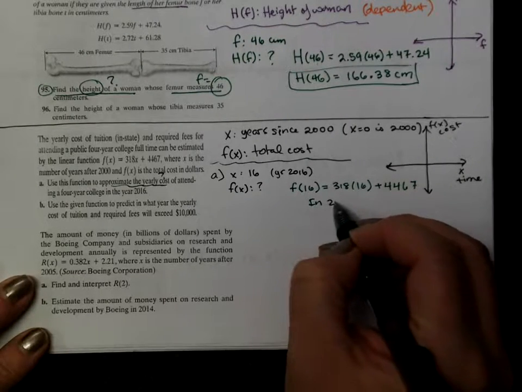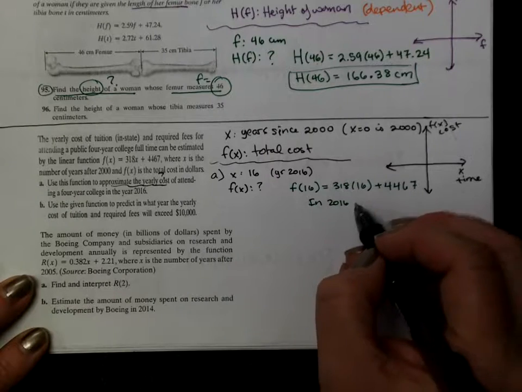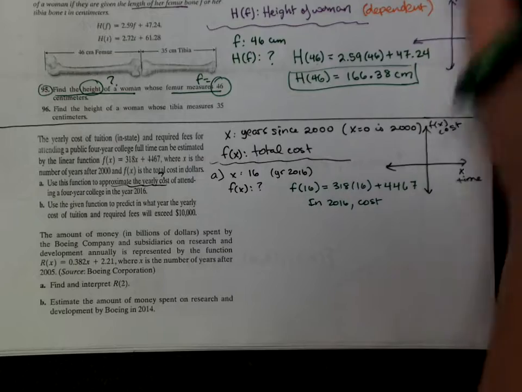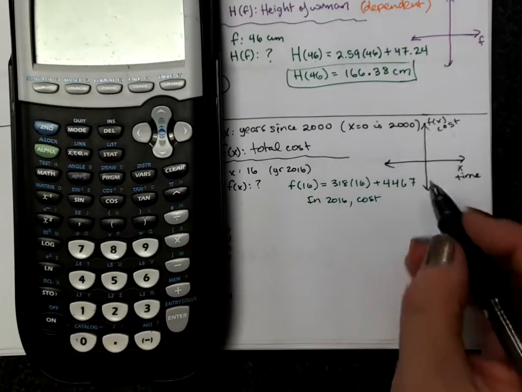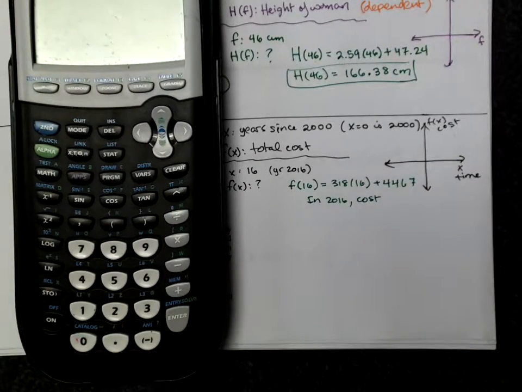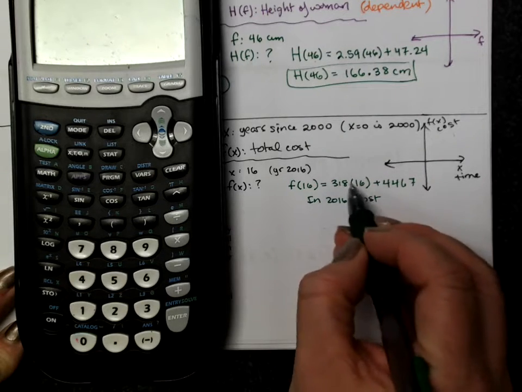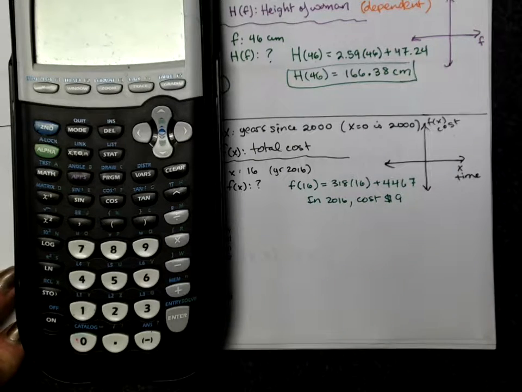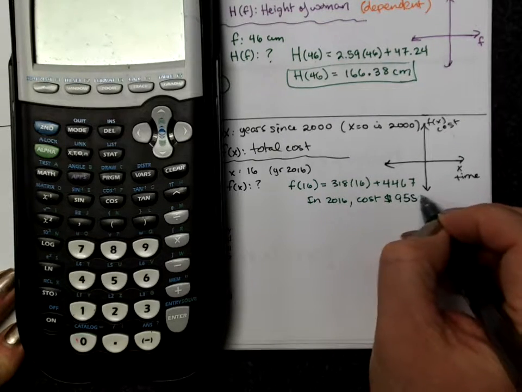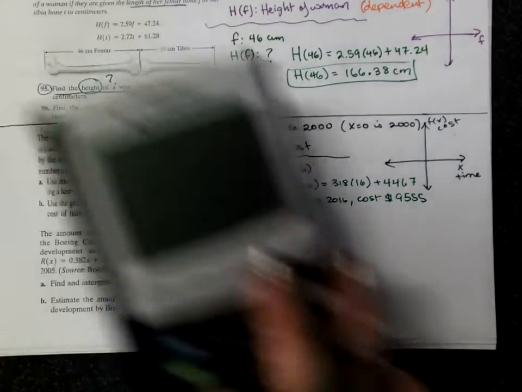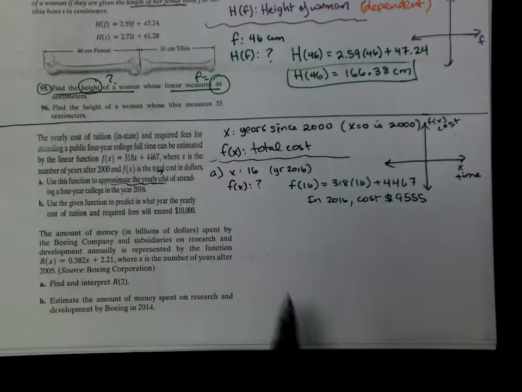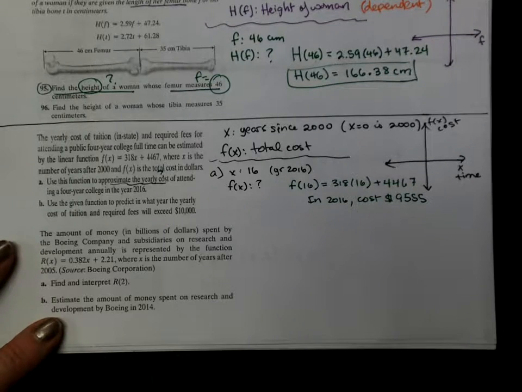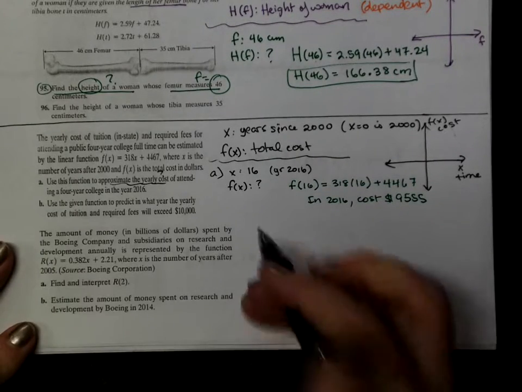So in 2016, it cost how much money? What was it? 9,555. Right. Yes. So you just multiply those and then add that. Okay. There we go. So the value of the function, or the cost in that specific year, plug it in, and you get that cost.